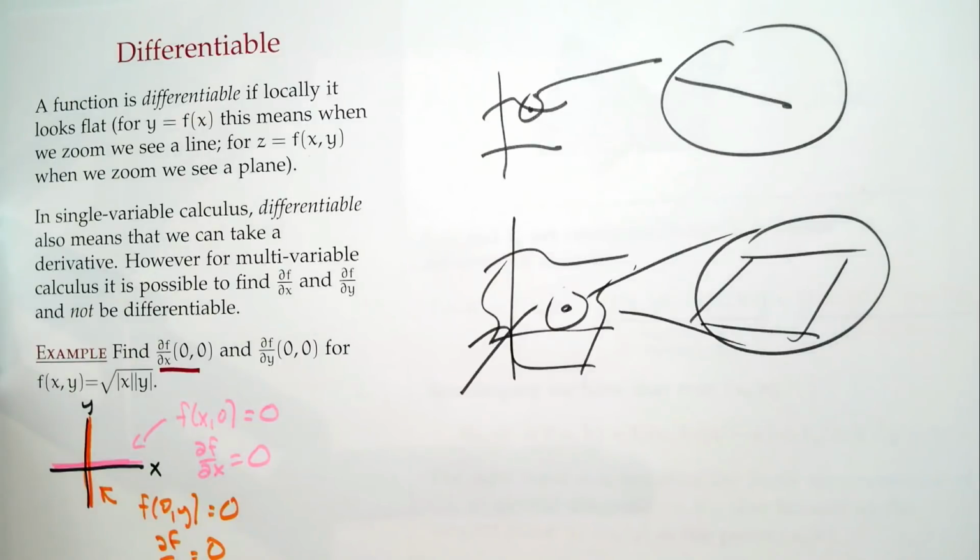I claim, though, this doesn't look flat. Now, I'll show a picture, which might be convincing if you think the picture is accurate. But even if we don't have a picture, we can still say, what if I look along this direction, along the line y equals x? What does my function look like?